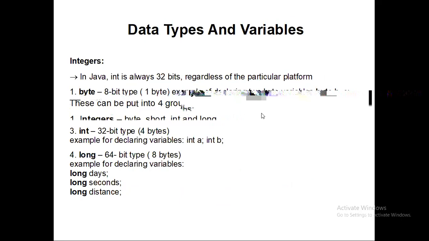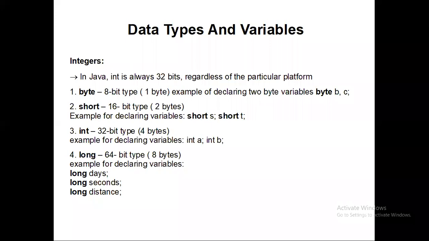Okay. Here they are explaining integers. In Java, int is always 32 bits, regardless of the platform, because in C++ it differed. For a 16-bit machine, it took 16 bits, that is 2 bytes. For a 32-bit machine, it took 32 bits, 4 bytes, depending on the machine. But in Java, int is always 32 bits, regardless of the particular platform. About byte: byte is an 8-bit type, that is 1 byte.